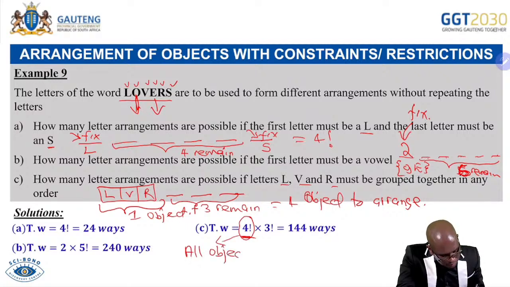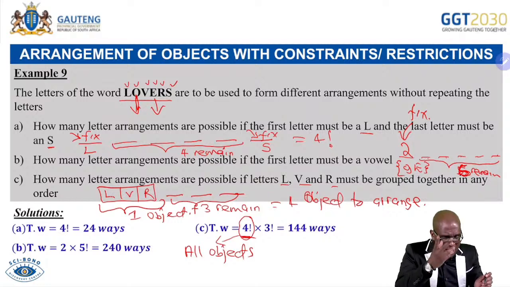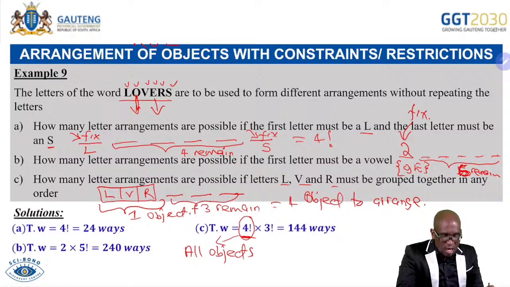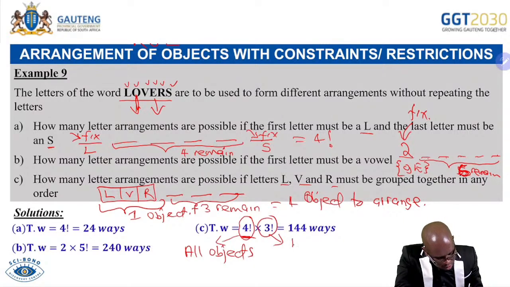All the objects there. But remember, letters L, V, and R can also interchange position. You can start with L, V, and then R. You can start with V, L, R. You can start with R, V, L. You can make any arrangements here, because these letters can also interchange. But because there are 3 letters, there are 3 options here, 2 options there, 1 option that those letters can actually change position. So that would be 3 factorial ways. So the 3 factorial is L, V, R can what? Can change positions. They can change positions like that.